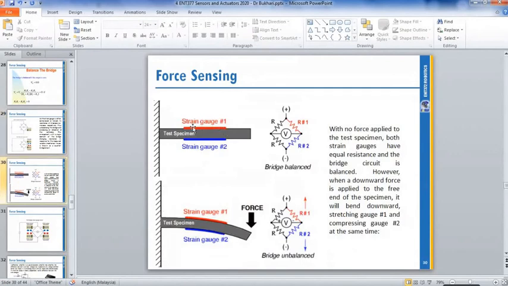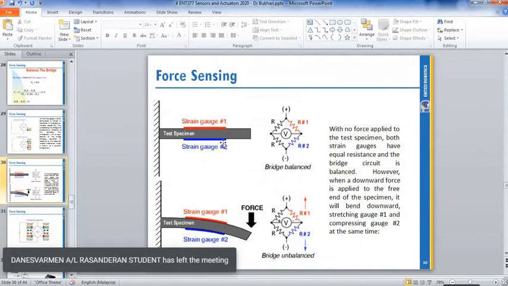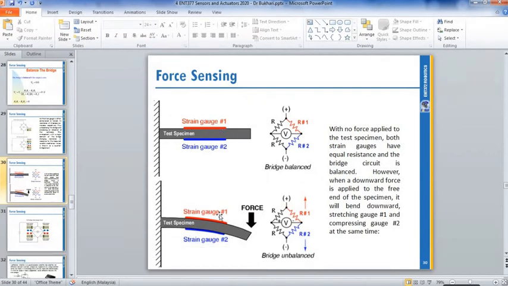If you connect two sensors like this and turn it down, one sensor is stretching. If you turn like this, the above sensor will be stretched and the bottom will be compressed. So the top resistor value will be high and the bottom resistor value will be lower. So you will get a different value at this point.